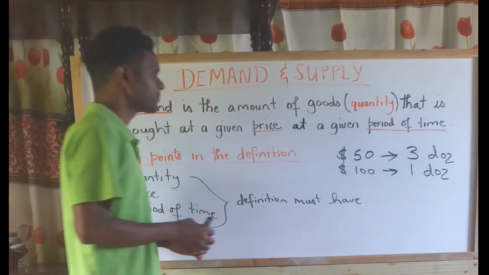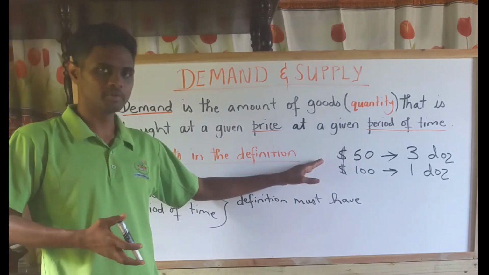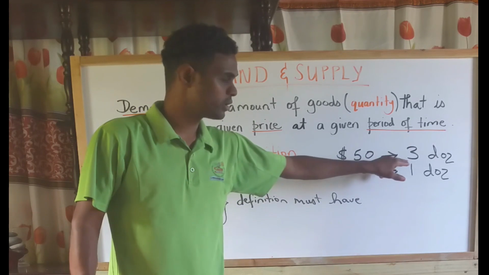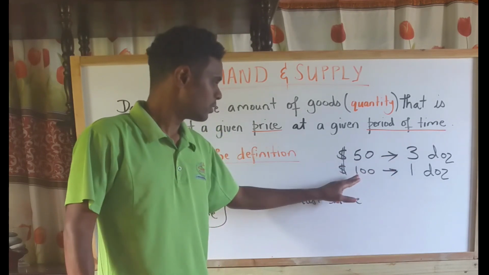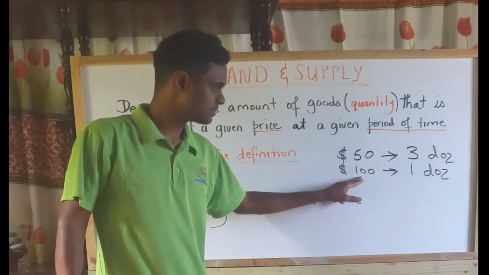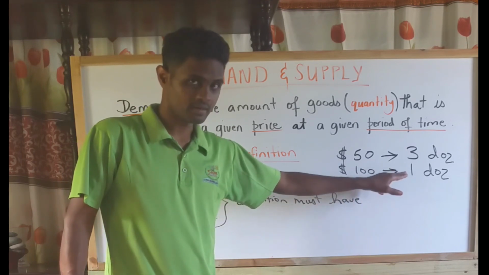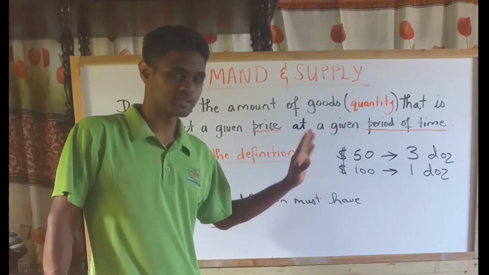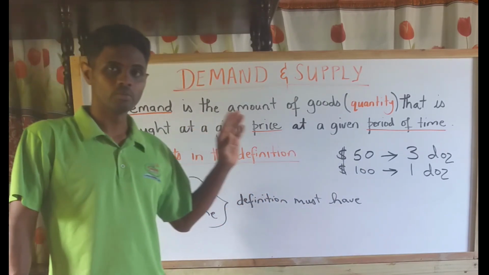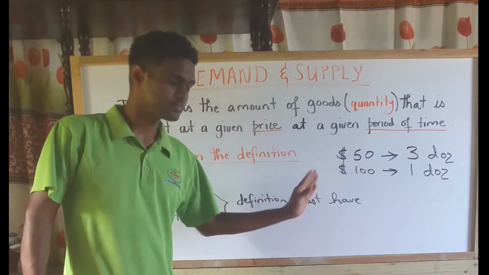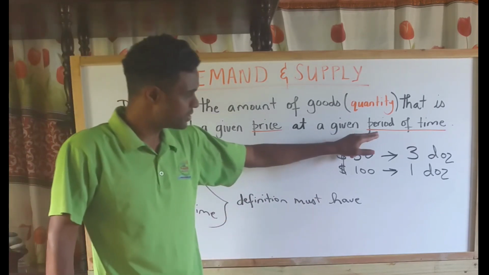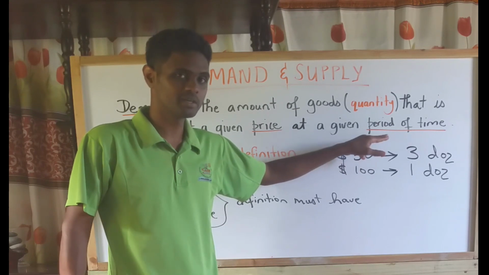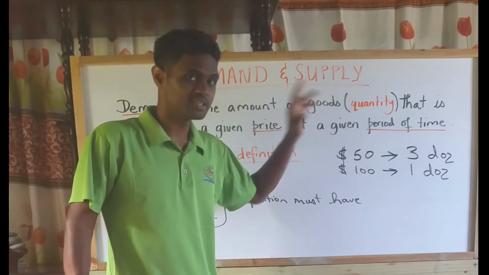So if you notice from this example, when the price is low, consumers buy more. And when the price is high, consumers will buy less. So that is what is demand. The amount of goods that a consumer will buy will be based on the price. And of course, when the definition speaks about period of time, it is telling you that the demand for a particular good can change at any time.